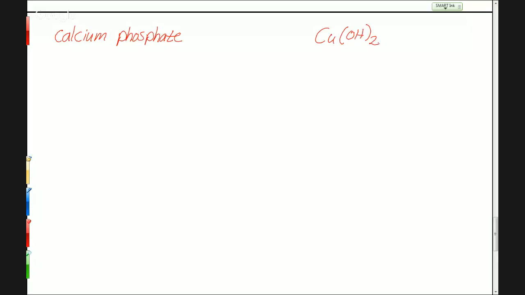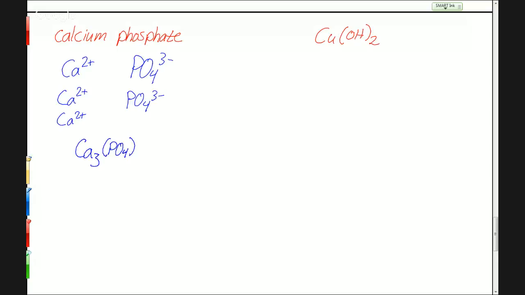Let's see. So calcium phosphate. This is going to be a polyatomic ion, phosphate. So that's PO4 3- and calcium 2+. So how do we put those two together? Right. So we need three of these, and two of these to make 6+, 6-, make that balance. So that's Ca3(PO4)2.